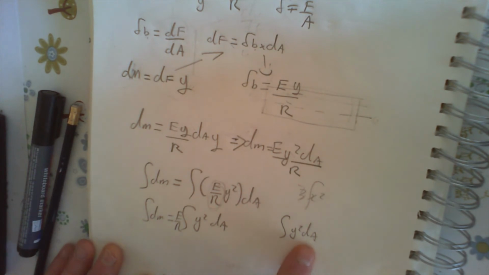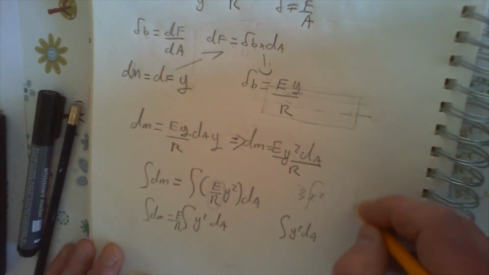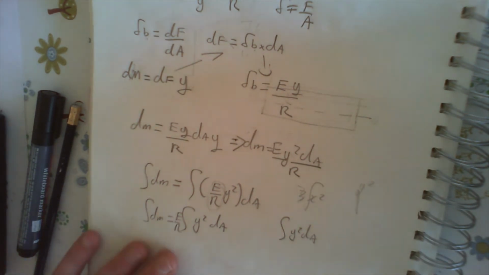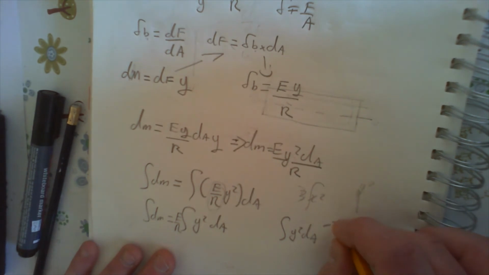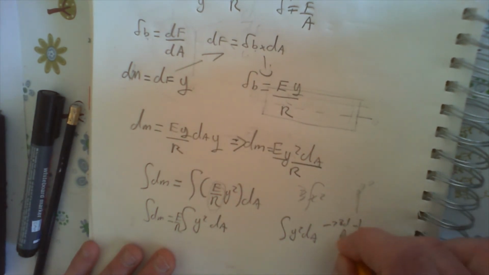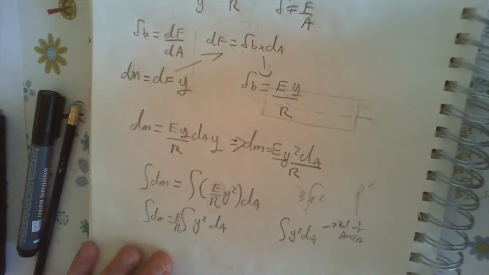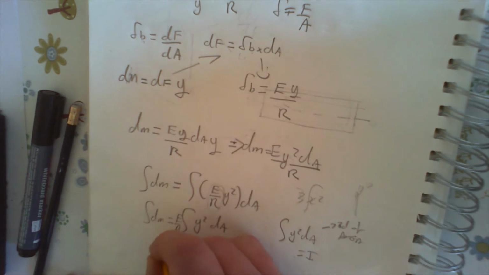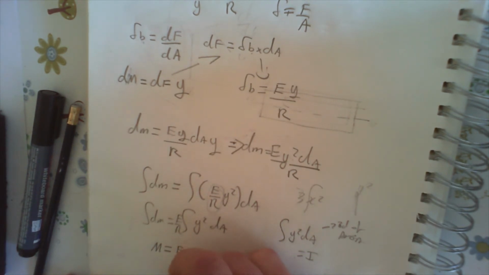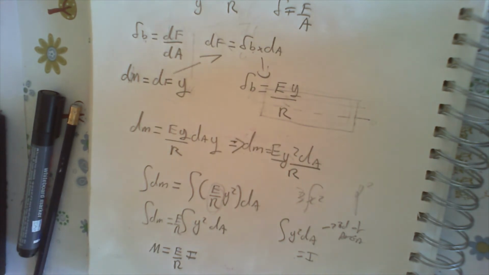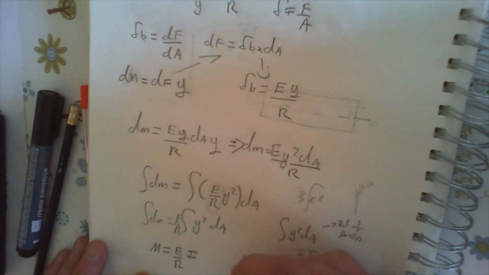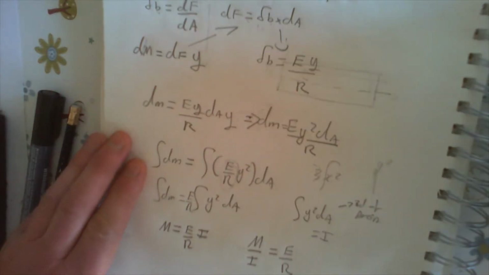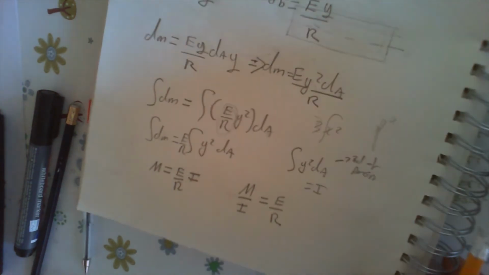I don't know if any of you remember this here. The integral of the area on the y-axis squared. Remember what that is? That's the second moment of area. So you can replace this here with I. So that's going to become M equals E over r times I, or M over I equals E over r. If you can see that there.